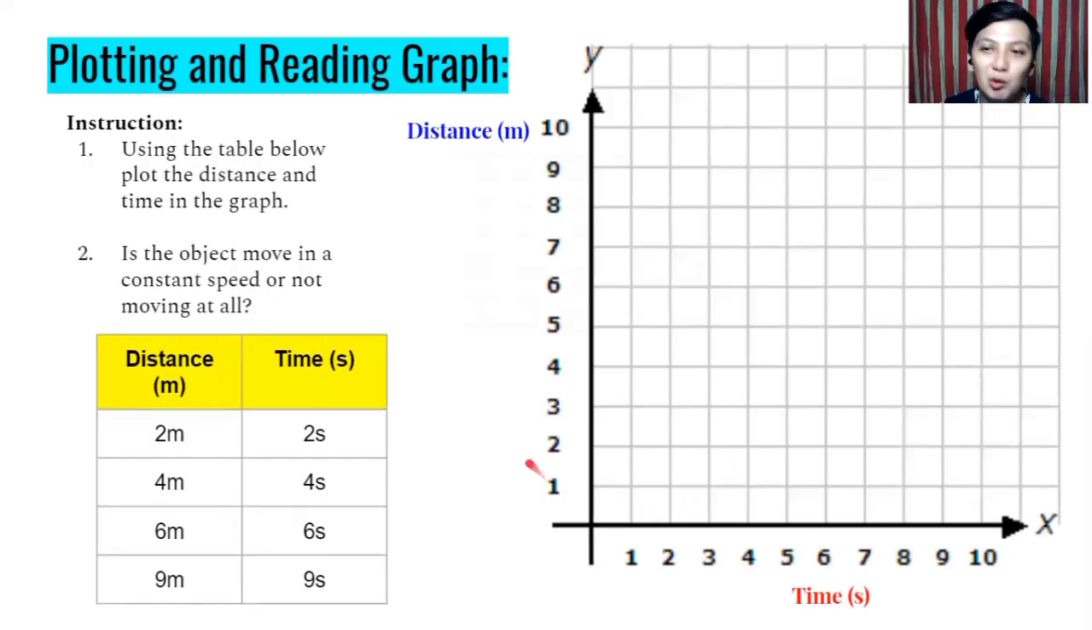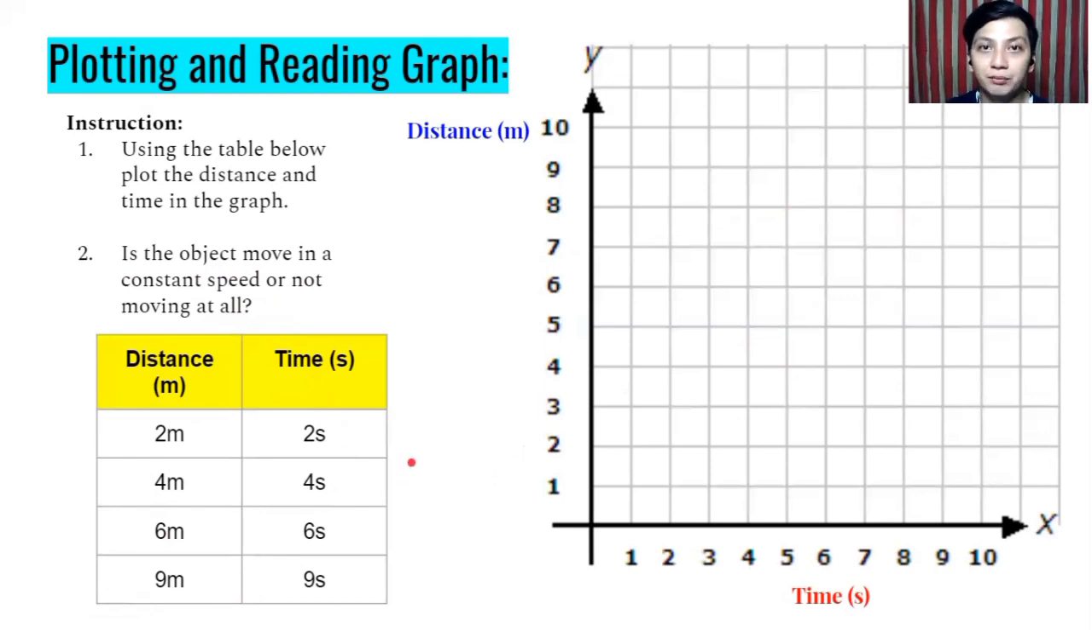So, now we are going to apply what we have learned in plotting and reading graphs. Instruction: using the table below, plot the distance and time in the graph. So ito yung ating data table, ipa-plot natin yung dito. Okay, so number 2: is the object moving at a constant speed or not moving at all? So ito yung pangalawang question natin.